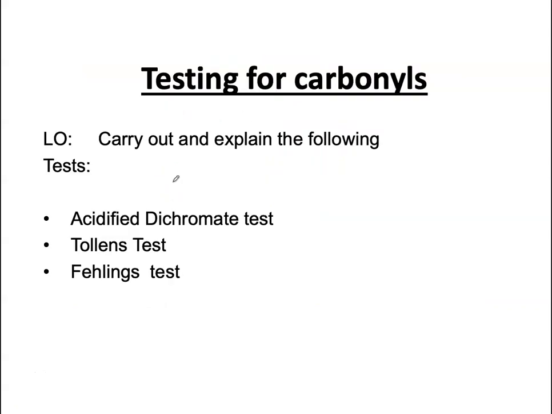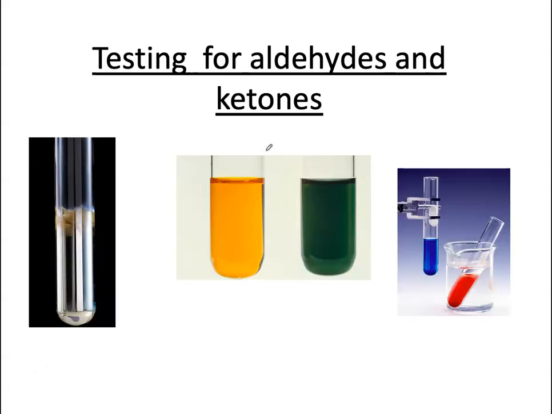How do you test for aldehydes and ketones? There are three main tests. To differentiate between an aldehyde and a ketone, you can use acidified potassium dichromate, where the orange mixture will change to green because the aldehyde is oxidized to a carboxylic acid and the ketone will not react. The second, and the most common reaction we use, is Tollens' reagent, ammoniacal silver nitrate.